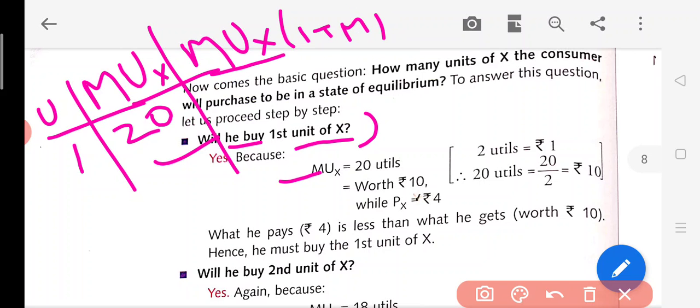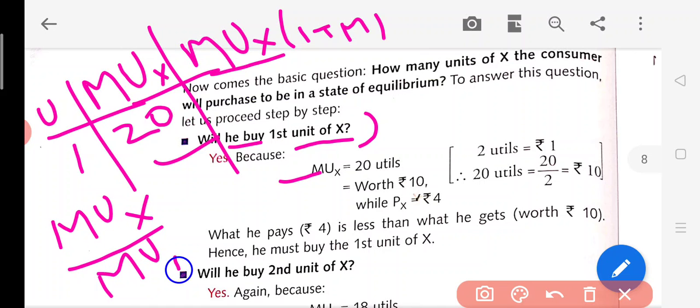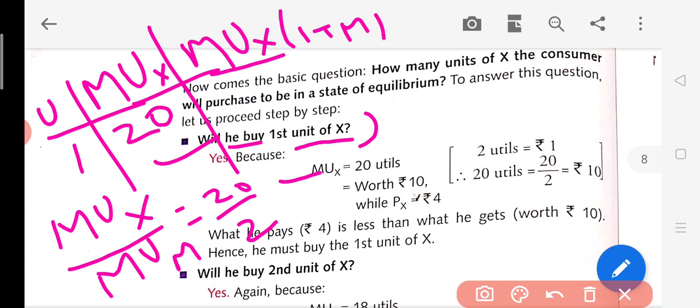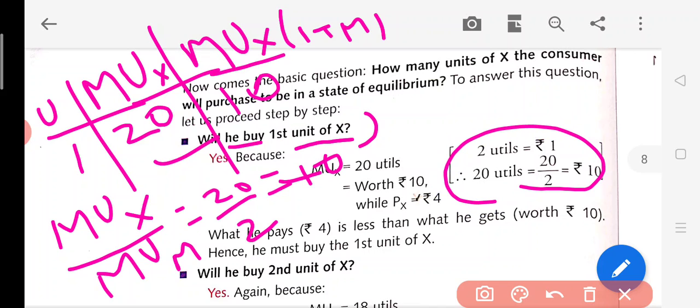Now how do we calculate? We will calculate this simply by MUX divided by MUM, that is marginal utility of money. Here in this case the marginal utility of money was 2, so the 20 will be divided by 2, which will be equal to 10. So here we can write 10. This was the thing which we were doing at that time. Here also it has been calculated. Now the price he is paying here is 4.